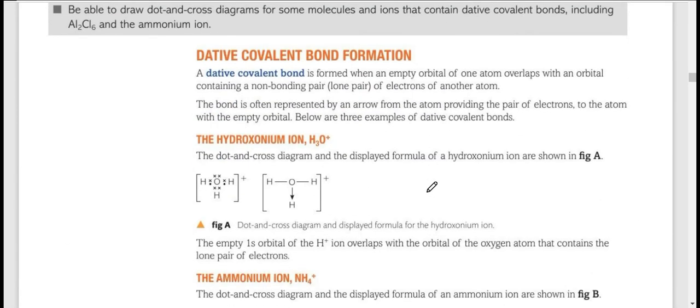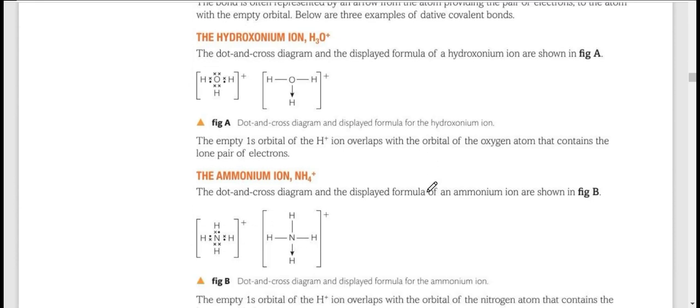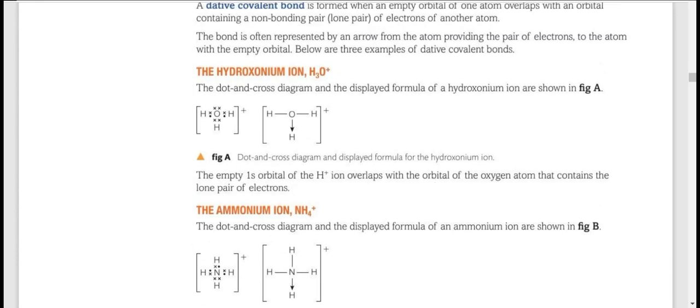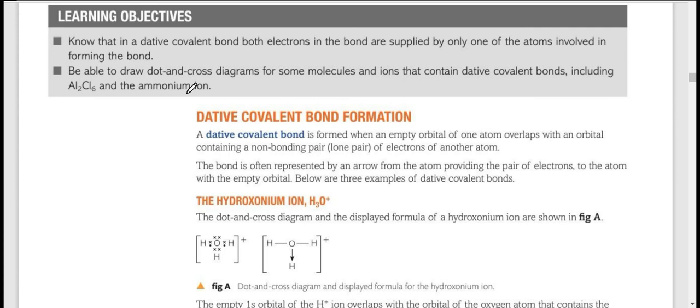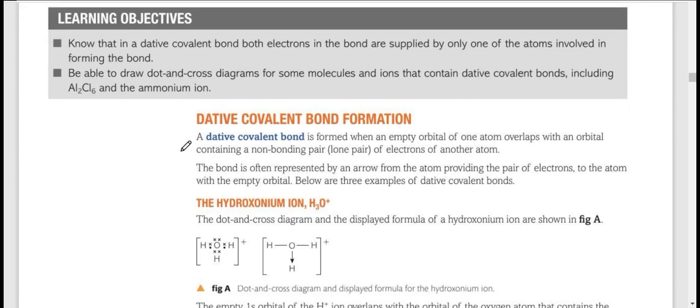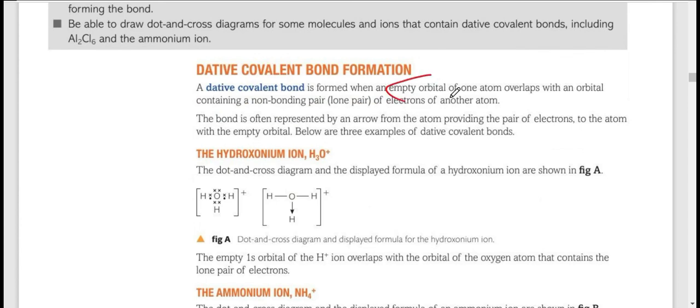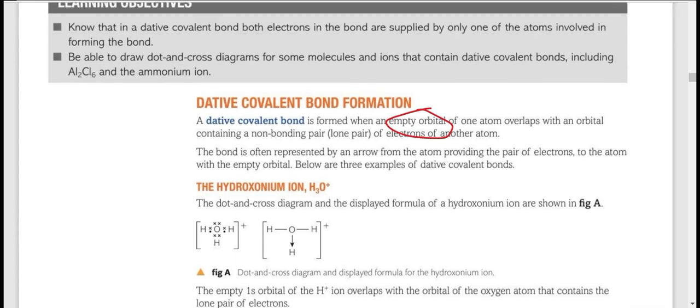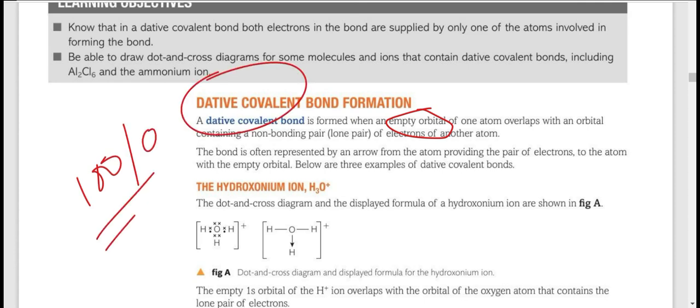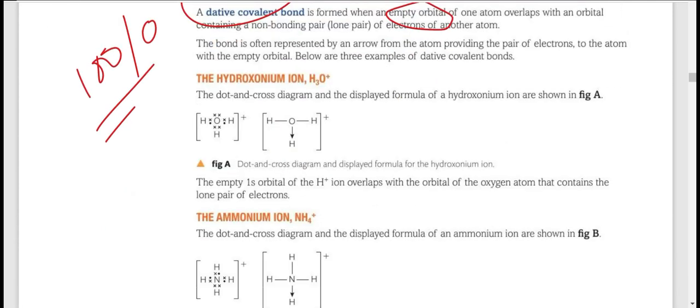Dative covalent bond, we have already discussed the dative covalent bond. A dative covalent bond is formed when one of the elements provides an empty orbital and the other one provides a pair of electrons to it. So it's a 100-0 sharing, and that 100-0 sharing results in a dative covalent bond.